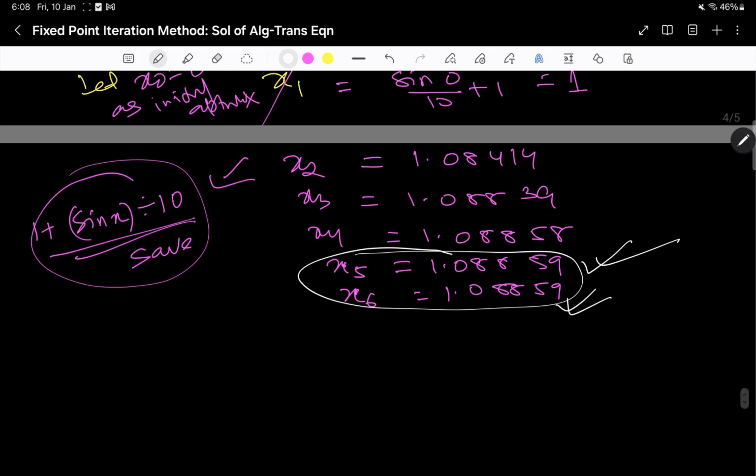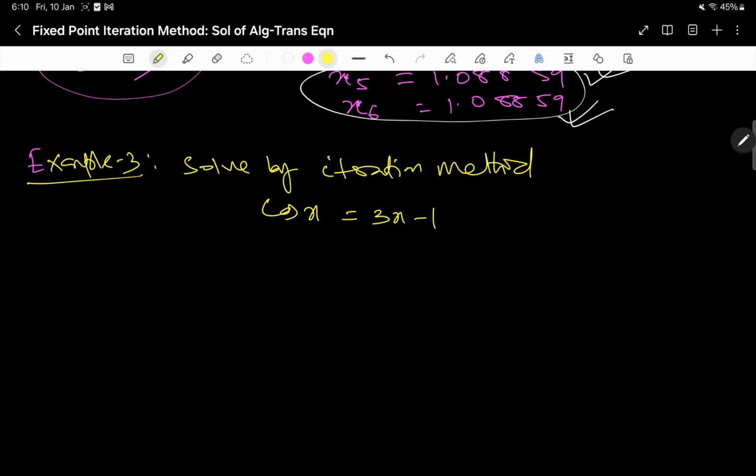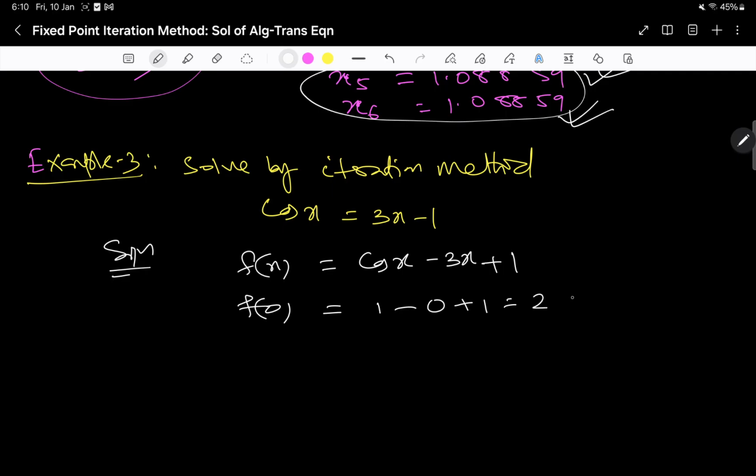Now coming to one more example. Coming to the solution, what is f of x? f of x is cos x minus 3x plus 1. What is f of 0? It is 1 minus 0 plus 1, which is 2, positive. And what is f of pi by 2? You find f of pi by 2. It is cos pi by 2, which is 0, minus 3 pi by 2 plus 1.